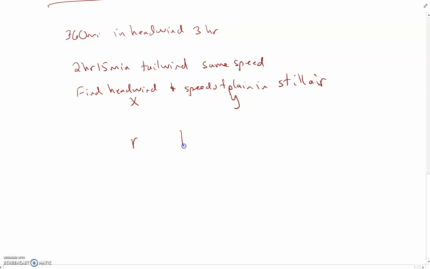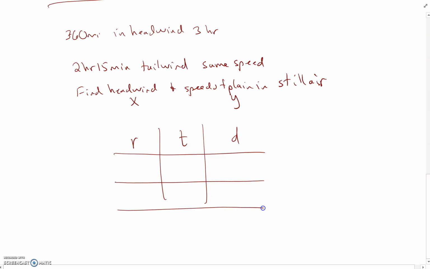So I found that if you set this up, rate times time equals distance, and make this little chart, it really helps organize your mind. We have with the wind, and we have against the wind. I'm going to switch these around. It doesn't matter what the variables are, but let's go y here and x here. You'll see why in a second.